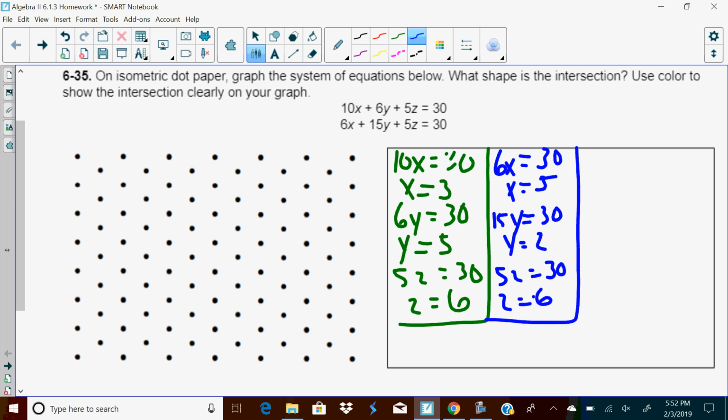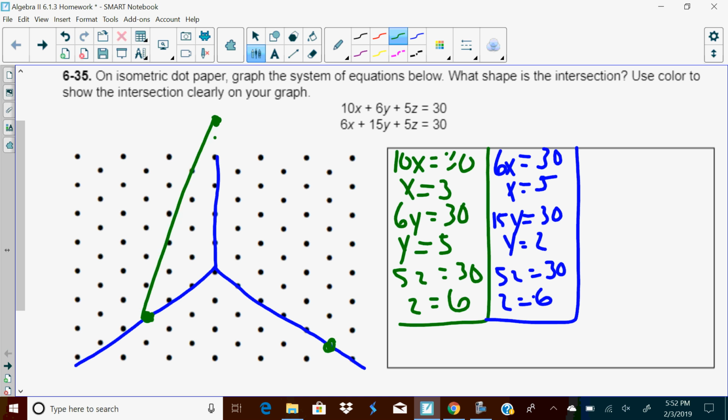So when you graph it, I'm going to graph the first one in green. So I get x equals 3, so 1, 2, 3. I'm going to have a dot right here. y equals 5, 1, 2, 3, 4, 5. And z equals 6, 1, 2, 3, 4, 5, 6 would be up here. Here's what my first plane looks like.